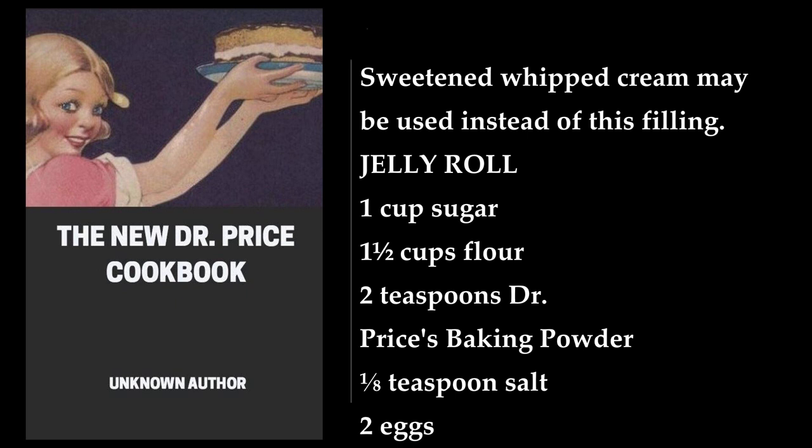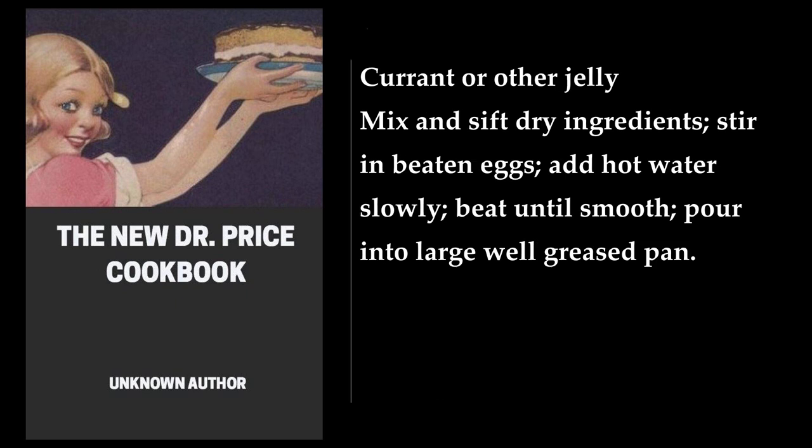Jelly roll. 1 cup sugar. 1 1/2 cups flour. 2 teaspoons dry Price's baking powder. 1/8 teaspoon salt. 2 eggs. 4 tablespoons hot water. Currant or other jelly.